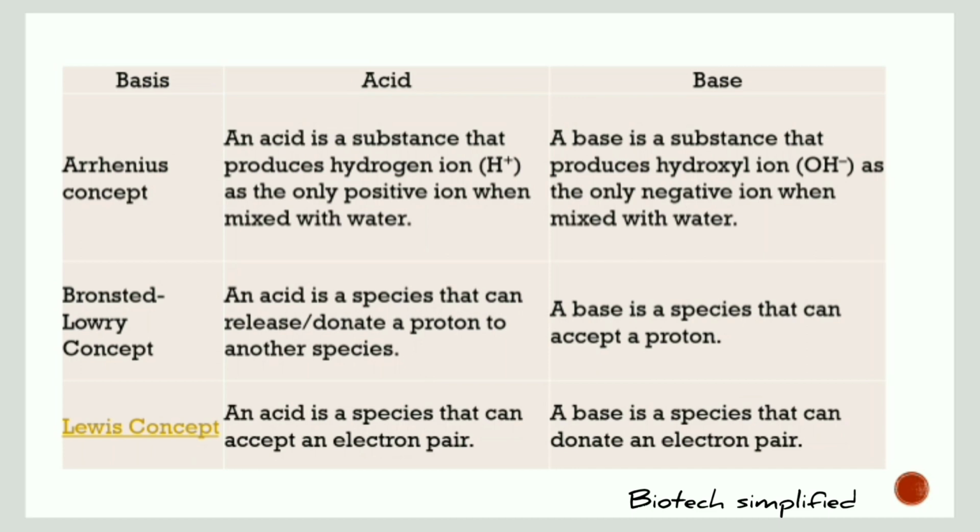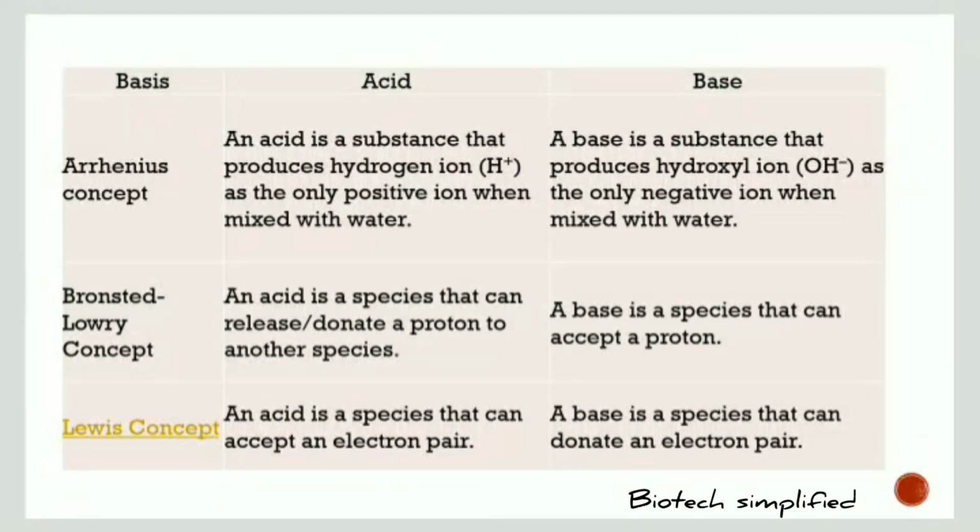According to the Arrhenius concept, an acid is a substance that can produce hydrogen ion, that is H plus ion, whereas a base is a substance which produces hydroxyl ion, which is OH minus. So this is the first difference between an acid and a base explained by the Arrhenius concept, that is, an acid is a substance which produces hydrogen ion, whereas a base is a substance which produces hydroxyl ion.